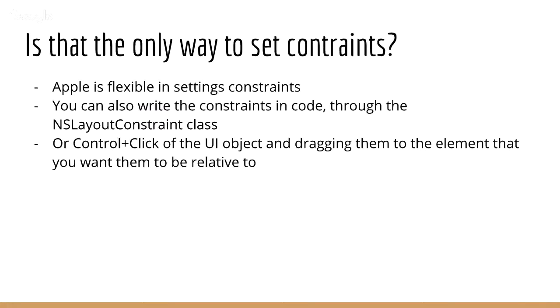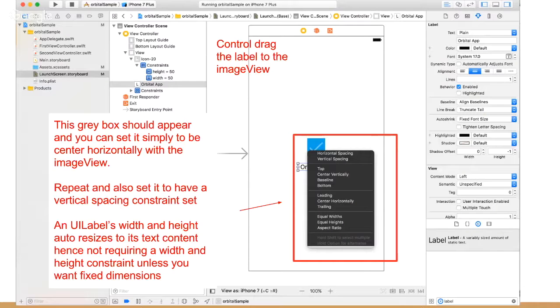Just by control clicking from one object to another object, a gray box appears that tells you what kind of constraints you want. So now you click on the label, control click, then you drag to the image view. This thing will appear. So you can try first: control click and drag the label to the image view.